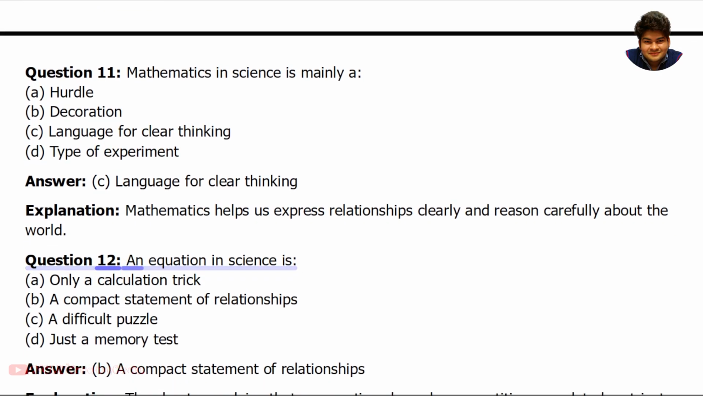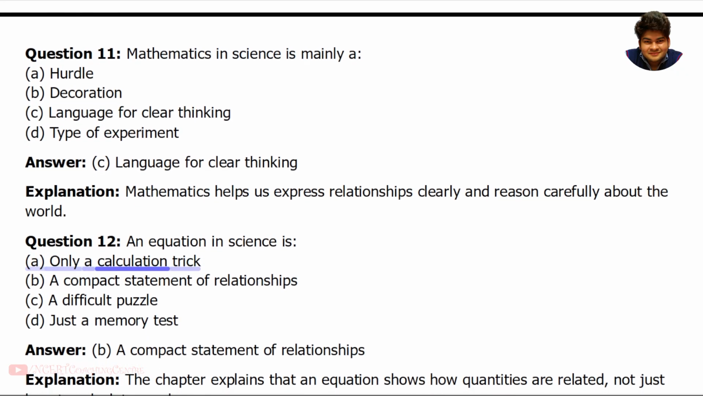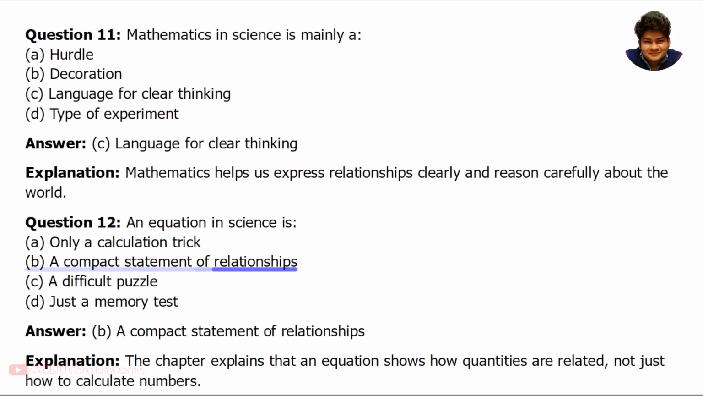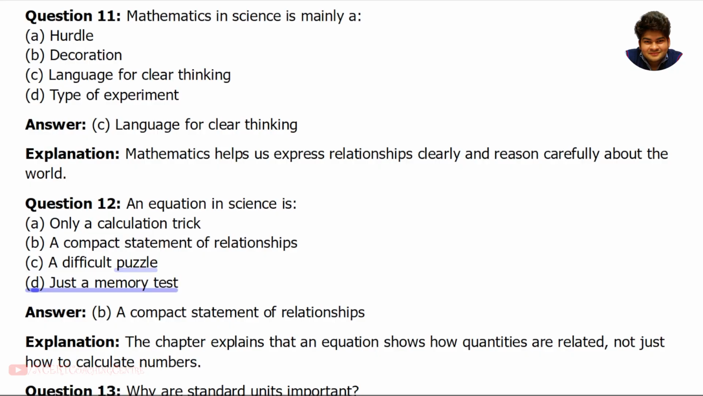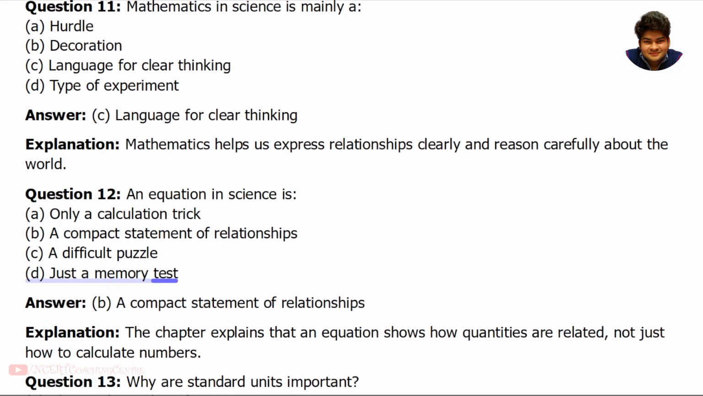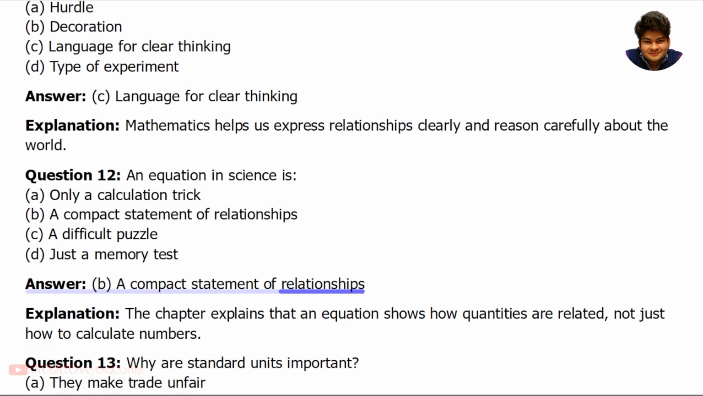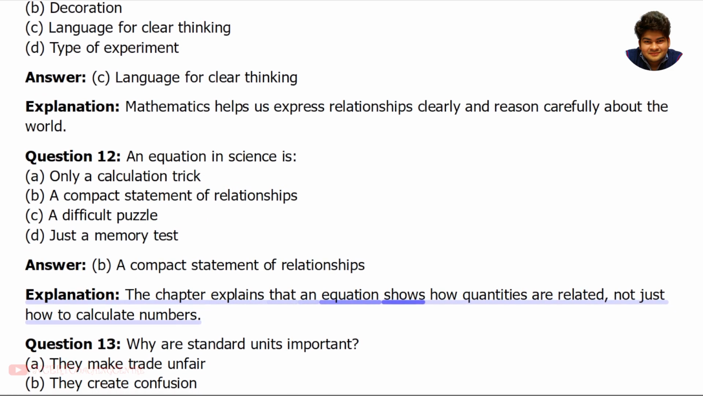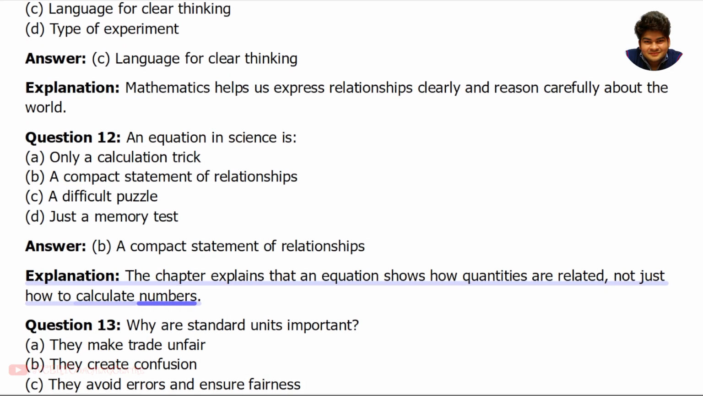Question 12. An equation in science is A. Only a calculation trick. B. A complex statement of relationships. C. A difficult puzzle. D. Just a memory test. Answer: B. A complex statement of relationships. Explanation: the chapter explains that an equation shows how quantities are related, not just how to calculate numbers.